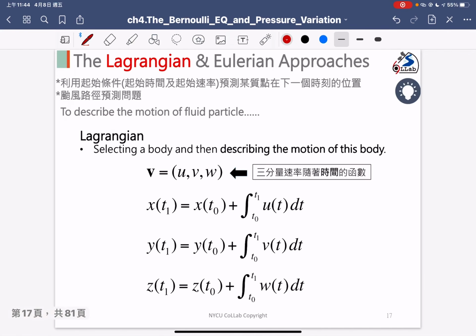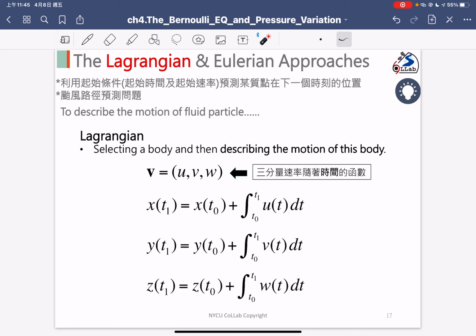So we move to the next. As I mentioned, we have two approaches to describe the flow: the first one is Lagrangian, and the second one is Eulerian. How different are they? As you can see, the first one is Lagrangian. What is the Lagrangian? Lagrangian just picks out one point. Because you pick out one point, how about the initial point?